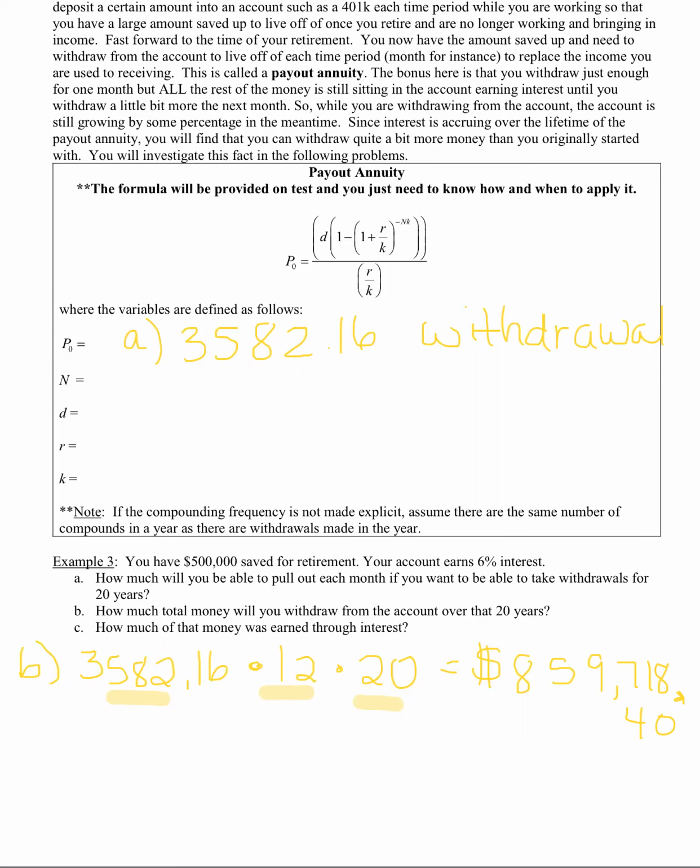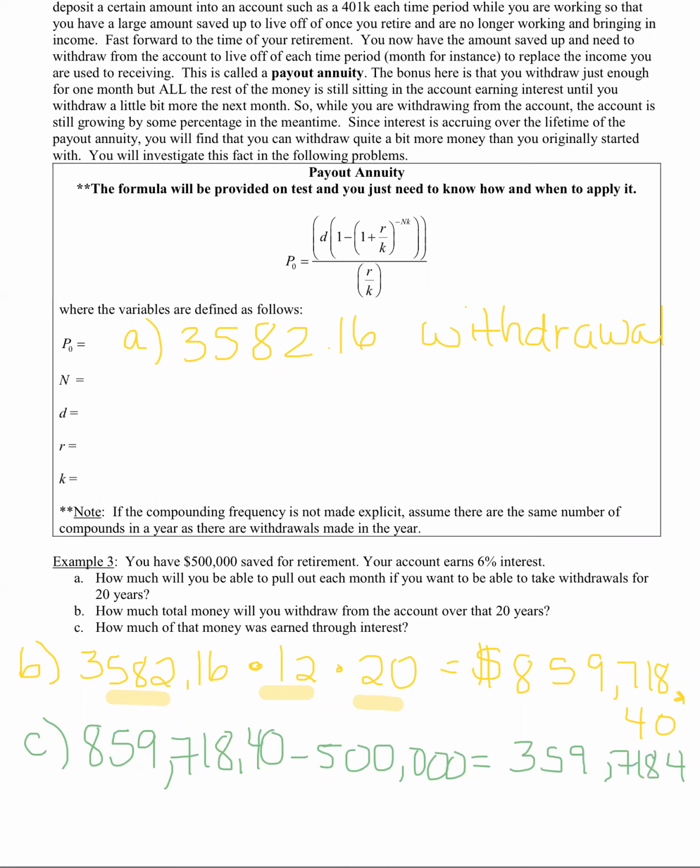And then C now says how much was interest. It's going to be the difference, the $859,718.40 minus your $500,000 you started with. And you end up getting about $359,718.40. So if that was a lump sum from a lottery earning or some type of game show, if you put it in this annuity, you still get a nice $3,500 every month, and you continue to earn interest as you go. That might not be a bad idea.